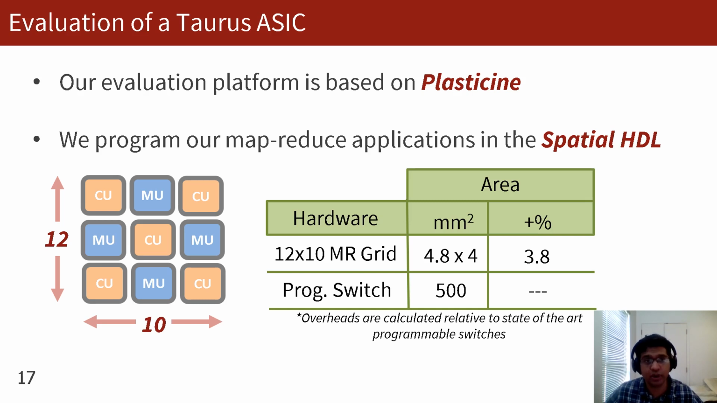In the evaluation of our ASIC design, we use a 12 by 10 MapReduce grid and compare it to a 500 square millimeter switching chip with 4 pipelines, and this is typical of top-of-the-line switching chips. This is sufficient to support our entire benchmark suite of real-world applications. We find that in order to add a MapReduce grid to each of the pipelines, we only add a 3.8% overhead to the overall switching chip area. And really the takeaway here is that we can enable a whole class of applications for pretty minimal overhead.